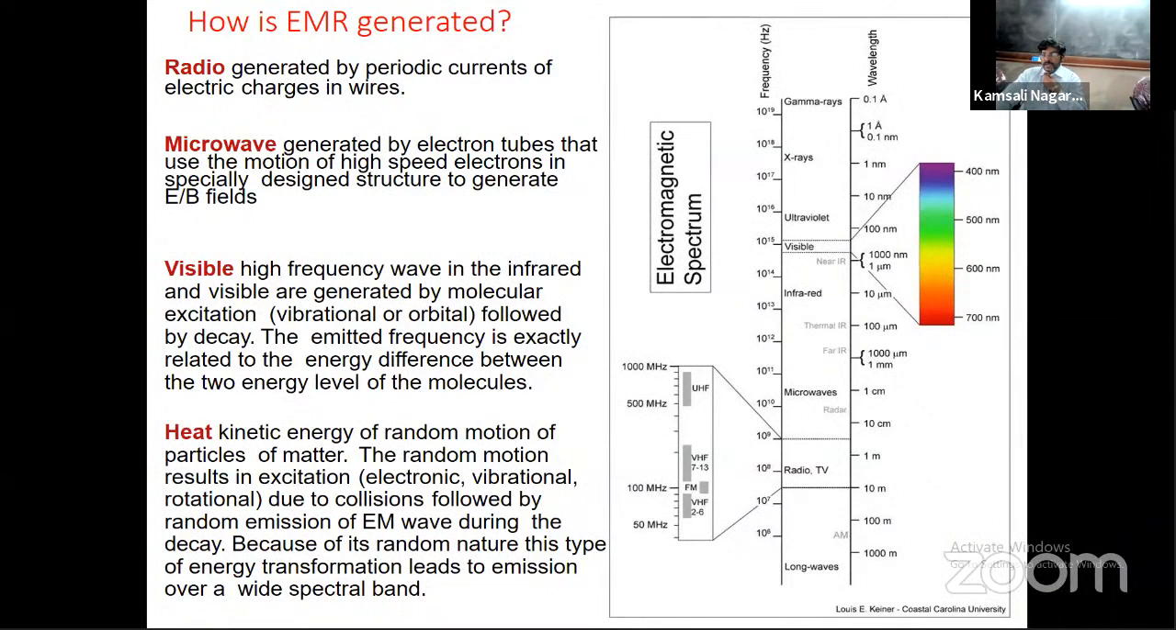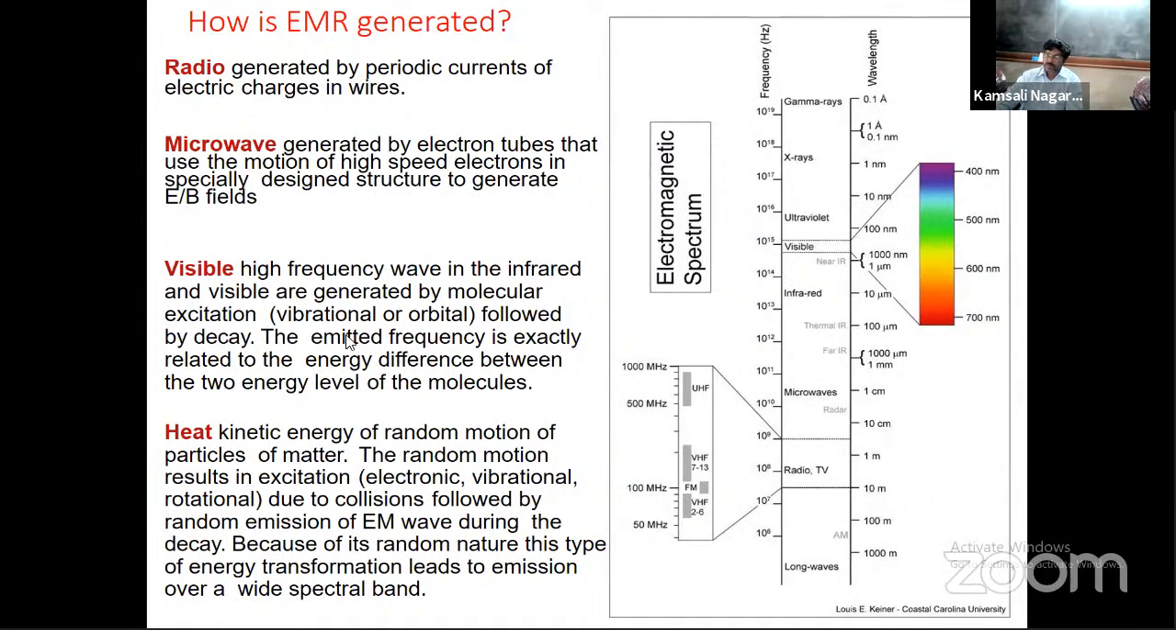Visible light falls within the high frequency waves, from the infrared to the invisible, which are generated by molecular excitation or de-excitation. Any molecule or atom, or an element itself, if it receives energy, either thermal, mechanical, or visible, or any kind of energy, either excites or de-excites. During excitation and de-excitation, it emits radiation. That radiation falls within a wavelength of about 400 to 700 nanometers, or about 4000 to 7000 angstrom. It falls under the spectrum of visible radiation.